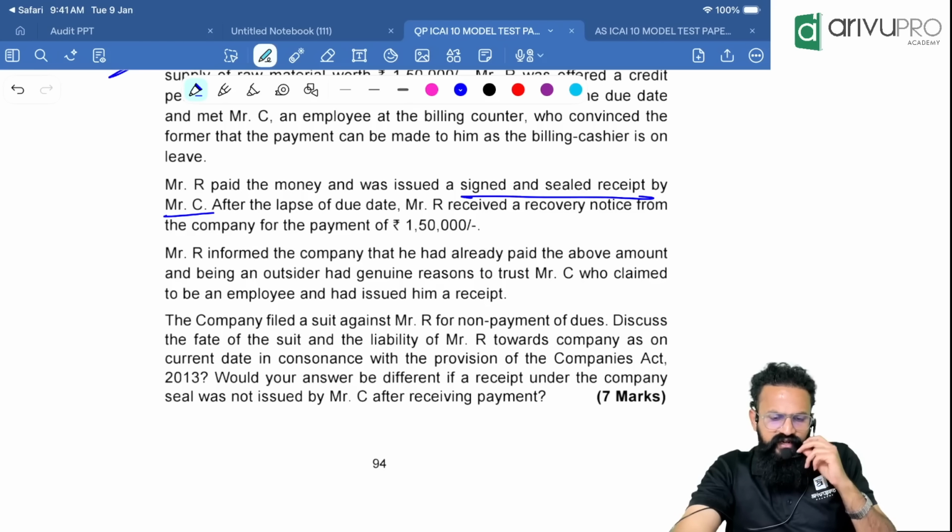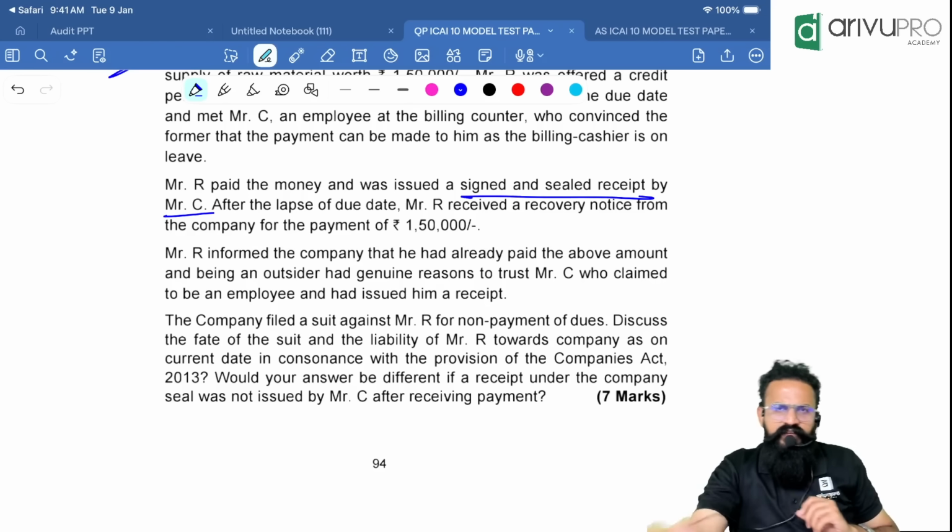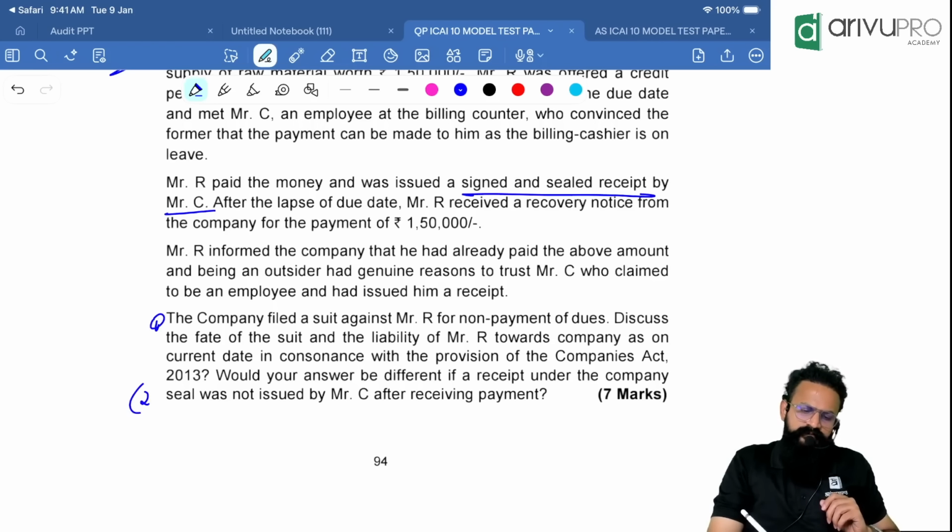The company filed a suit against Mr. R for non-payment of dues. Discuss the fate of the suit and liability of Mr. R towards the company as on the current date in consonance with the provisions of the Companies Act. Would your answer be different if a receipt under the company seal was not issued by Mr. C after receiving payment? There are two questions.